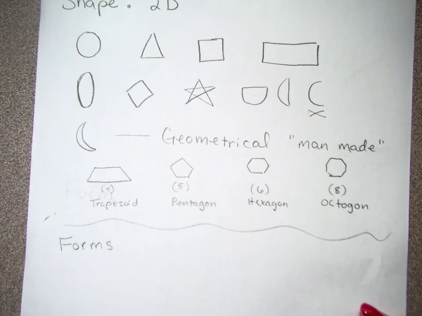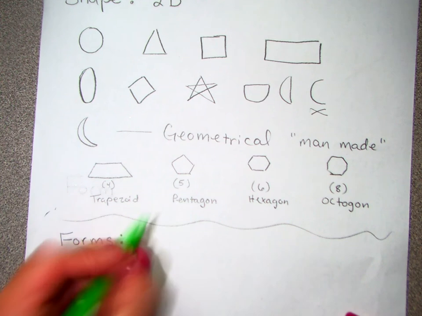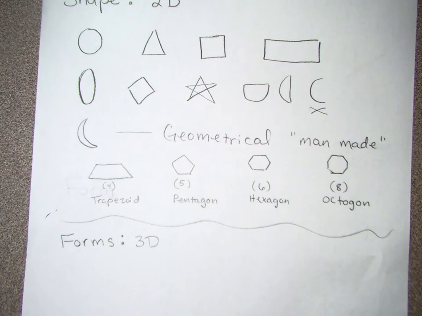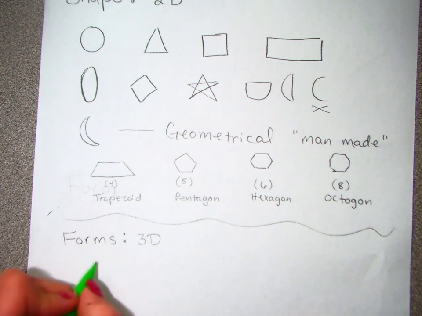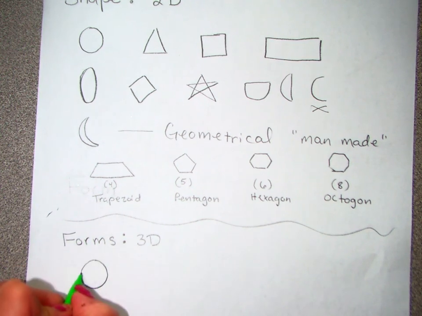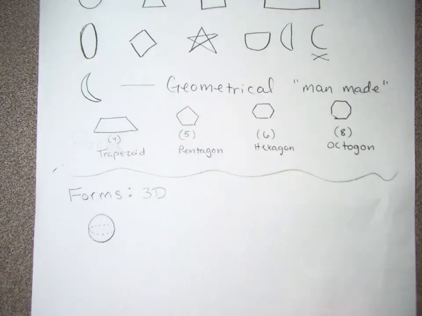So there's a couple ways to add form to a shape, and that's by shading and value. There's also by adding more shape sides. Right now, for the most part, it's just going to be adding sides, except for a sphere. So we're going to start with a circle. And you can show this one or two ways. You can do the little dotted lines like that to show that it wraps around.